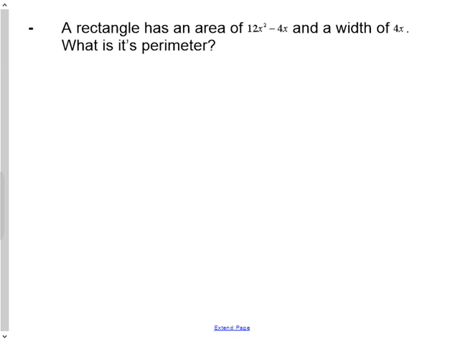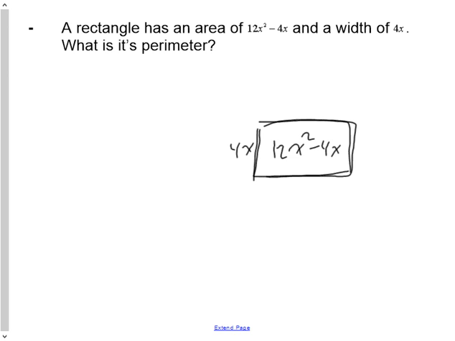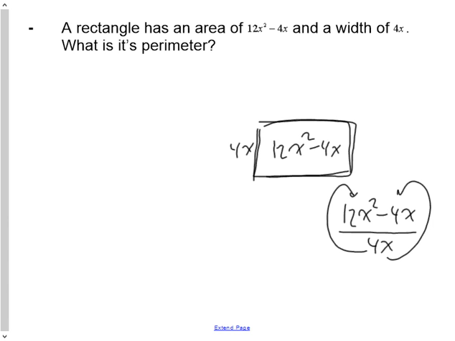And your last question says a rectangle has an area of 12x squared minus 4x and a width of 4x. What is its perimeter? This is a two-step question. In order to get its perimeter, or the distance around, you need to know its length as well as its width. So take your area, divide it by the length or width you know, and use distributive property to calculate the missing length, which will be 3x minus 1.